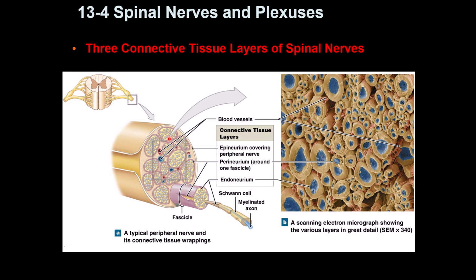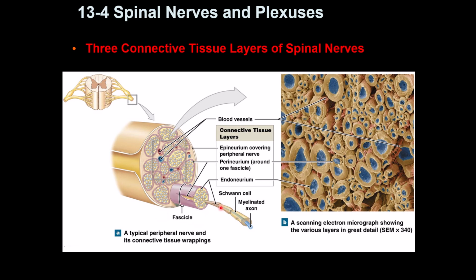One nerve is made of multiple smaller compartments called fascicles, and each fascicle is covered by a type of connective tissue, the perineurium. And then one fascicle is made of multiple nerve fibers, and each nerve fiber is covered by a type of connective tissue, the endoneurium.